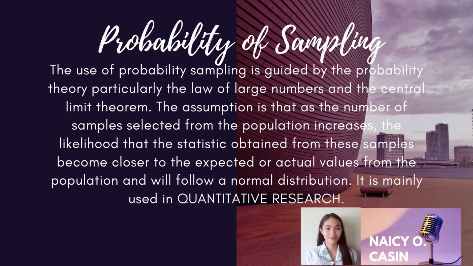Probability sampling. The use of probability sampling is guided by probability theory, particularly the law of large numbers and the central limit theorem. The assumption is that as the number of samples selected from the population increases, the likelihood that the statistic obtained from these samples becomes closer to the expected or actual values from the population and will follow a normal distribution.